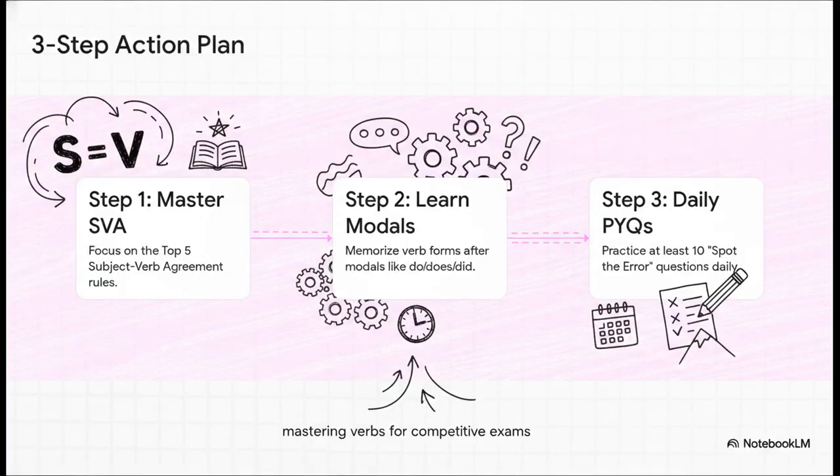Here it is, your simple 3-step plan. First, just focus on the top 5 subject-verb agreement rules. We touched on a few today. Second, memorize those non-negotiable rules for modals, especially the do, did, and has-have families. And third, and this part is absolutely critical, you have to practice. 10 questions every single day. That's how you build the muscle memory you need to spot these errors in seconds.